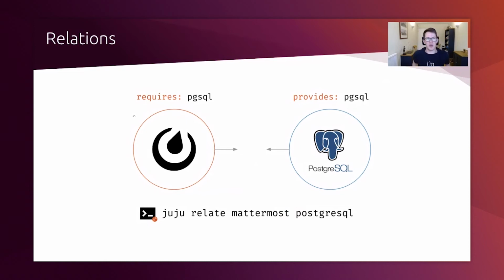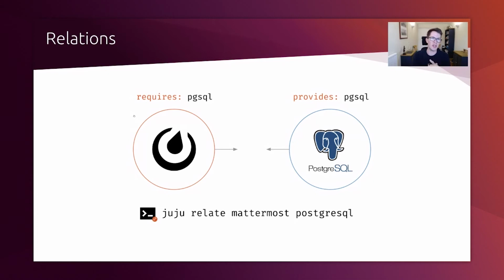There are two types of relations. We're going to focus on what's known as a requires provides relation. So here, the Mattermost charm will define requires, say that it requires the PGSQL relation, and the Postgres charm will say it provides the PGSQL relation. And these are called interface names. So if a charm specifies requires and another charm specifies provides, and it uses the same interface, then those two charms are compatible for relation.